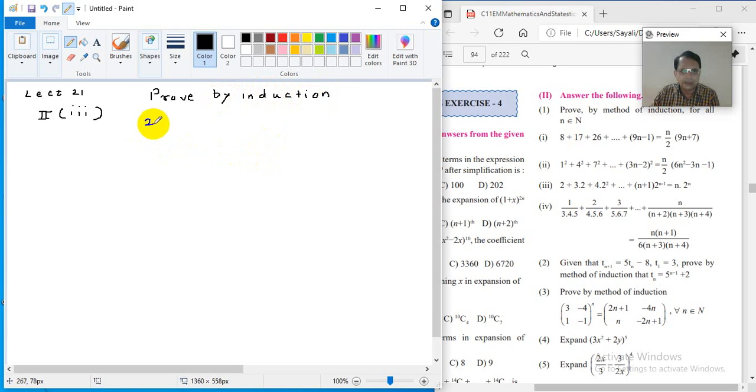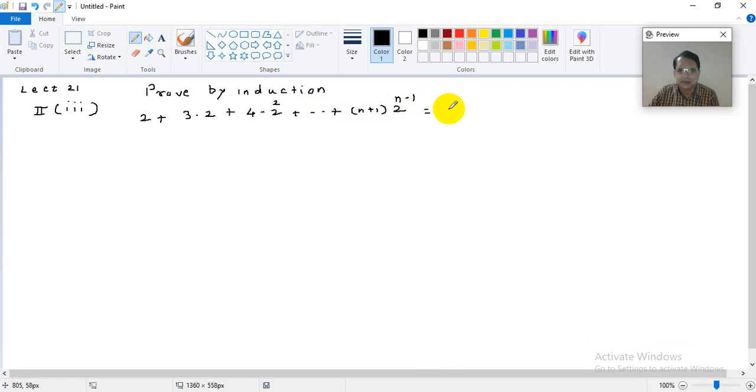2 plus 3 into 2 plus 4 into 2 squared, then plus and so on. It is n plus 1 into 2 raised to n minus 1. Okay, and you have to prove this to be equal to n into 2 raised to n. This is to be proved by induction.